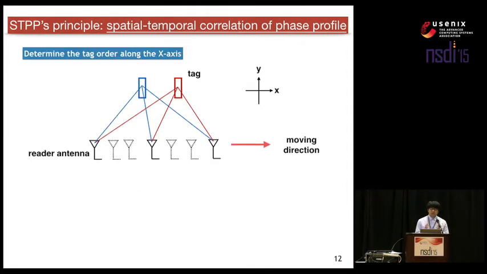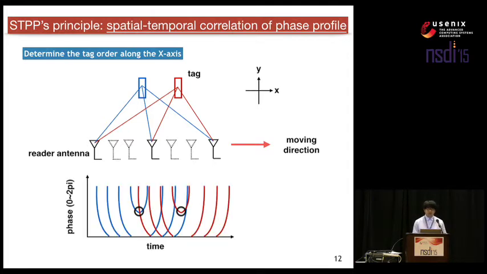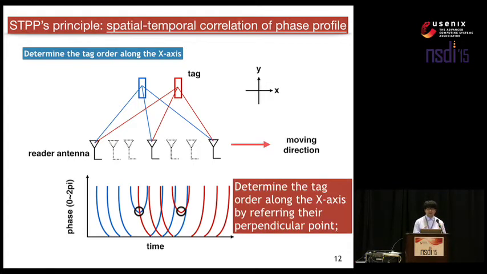Given two tags with different x coordinates, when the reader antenna moves along the x dimension, there will be a lag of their phase profiles along the time domain. So basically, we can determine the relative order of tags along the x dimension by referring to the timestamp when the reader antenna moves to the perpendicular point of each tag. This is the basic principle for acquiring the tag order along the x dimension.